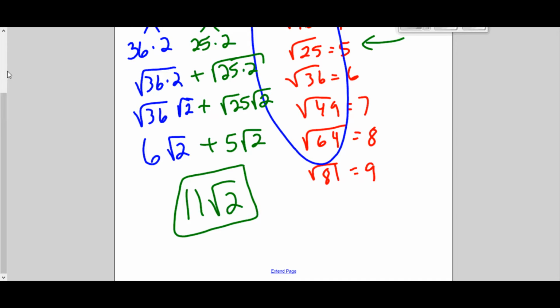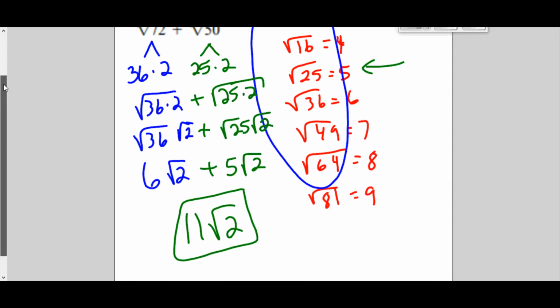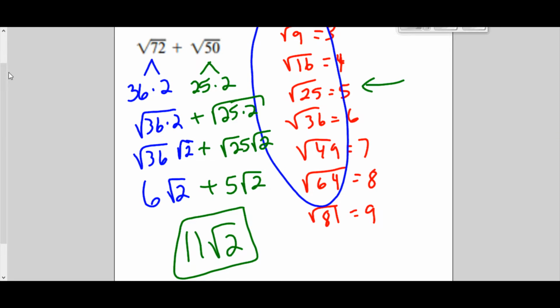So you may need to reduce both radicals, and if that's the case, that's fine. You're just going to go ahead and do that process, reduce both radicals, and then see if you can combine them.